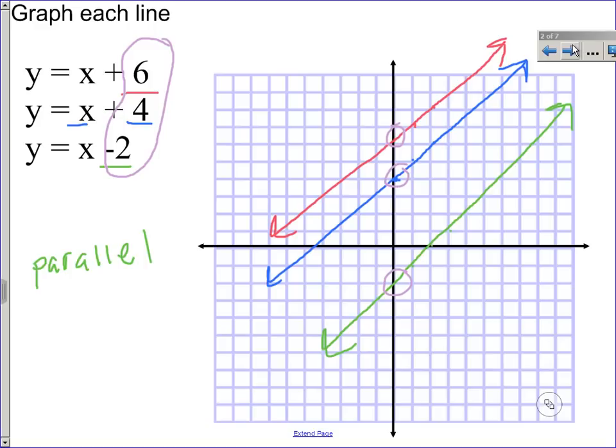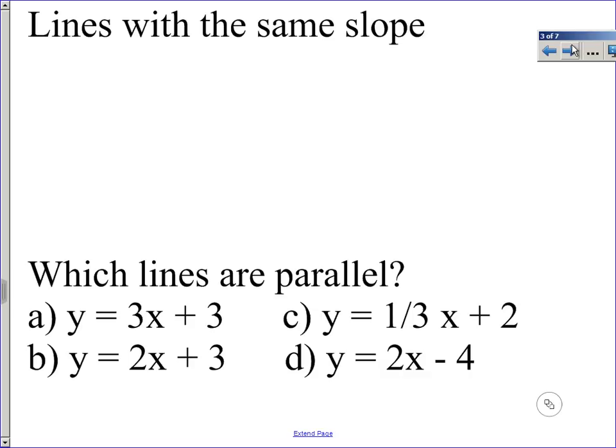Another thing I'm noticing is that my slopes all look the same on my coordinate plane, and when I look at my equation, I see my lines all have a slope of 1. So it's interesting to note in this example that I have three lines all with the same slope but different y-intercepts, and the lines are all parallel. The conclusion I can draw from this is that lines with the same slope are parallel.